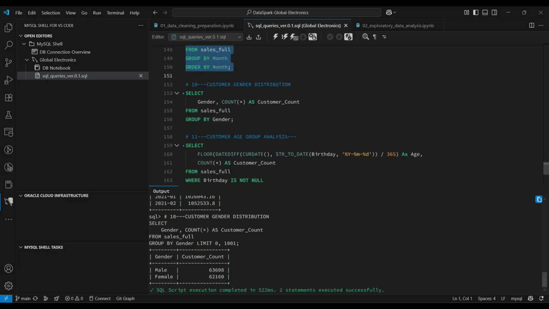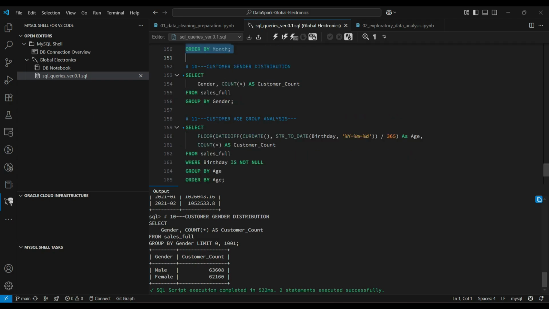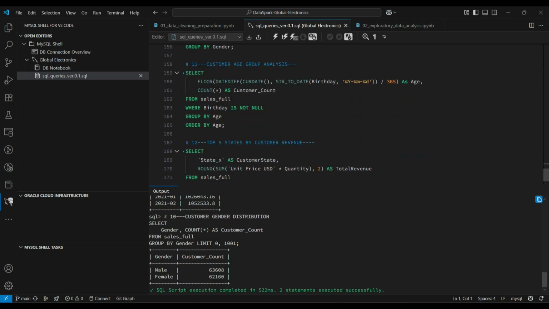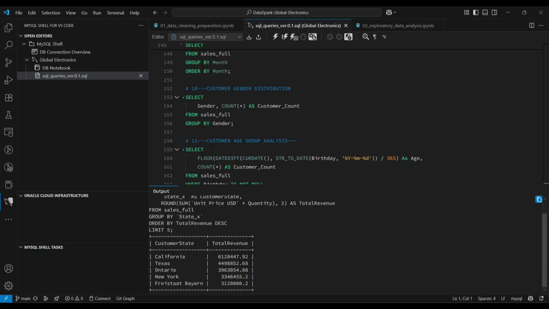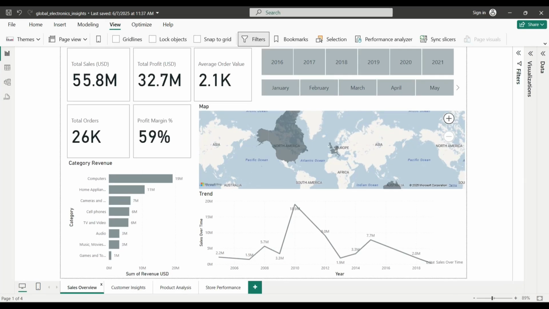Store level revenue performance. This query ranks stores based on the revenue they generated. Monthly sales trend, a time based analysis to show how revenue trends over months. Customer gender distribution. This query provides the total number of customers segmented by gender. Customer age group analysis. We calculate age from birth date and group customers by age to understand demographics. Top 5 states by customer revenue. Finally, we identify which state generates the highest revenue from customers.